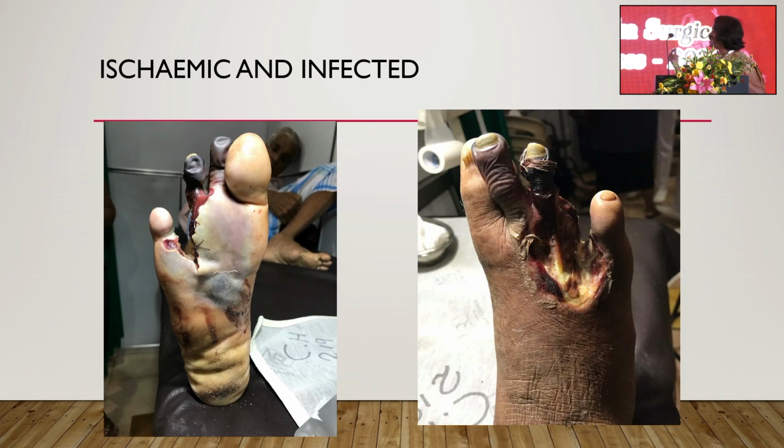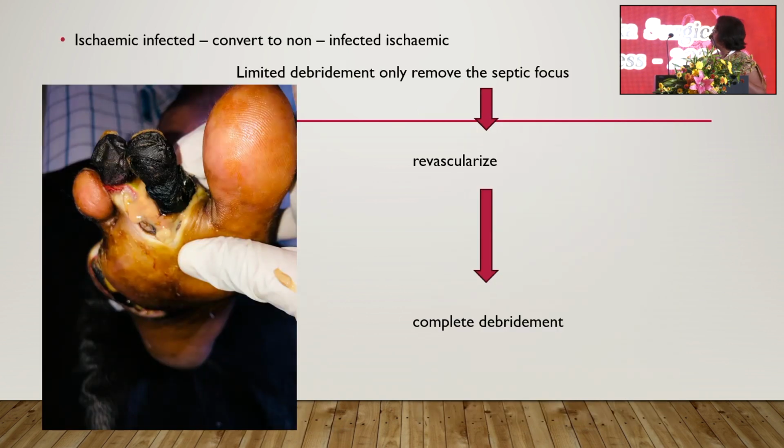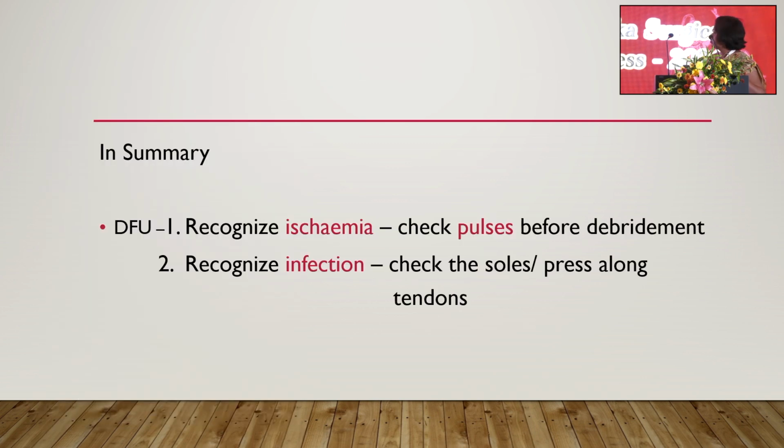Then again, ischemic and infected. When there's ischemia, and on top of that there's infection as well, you can see these gangrenous toes and the infection spreading. In those cases, what we do is convert the infected ischemic wound to a non-infected ischemic wound, we revascularize, and then we do the complete debridement.